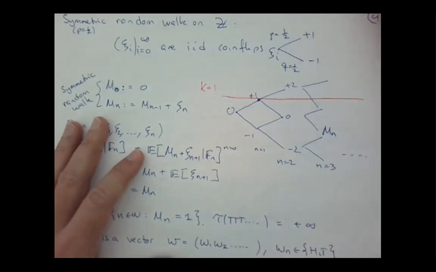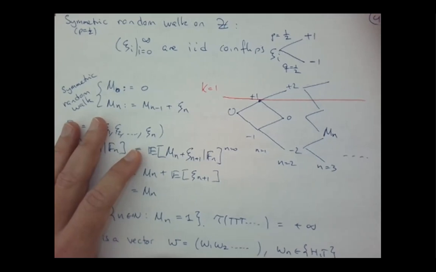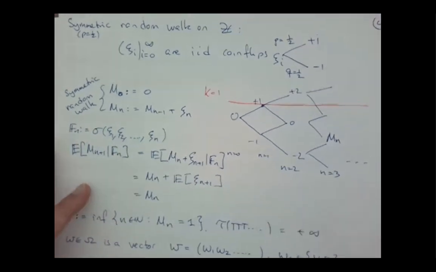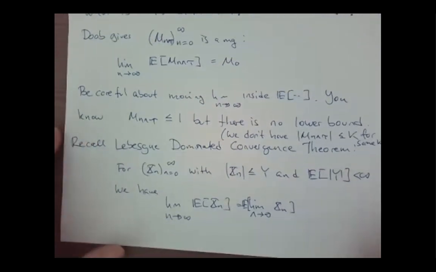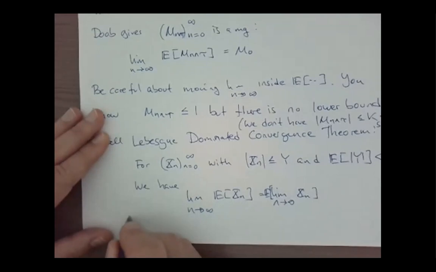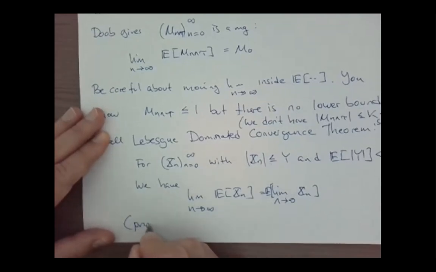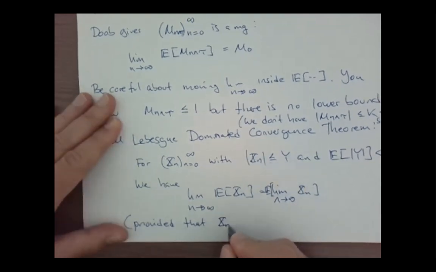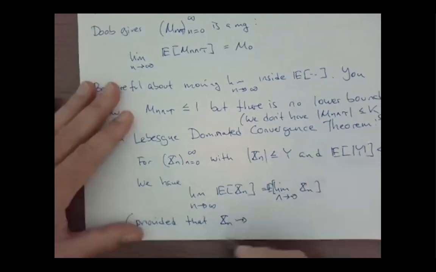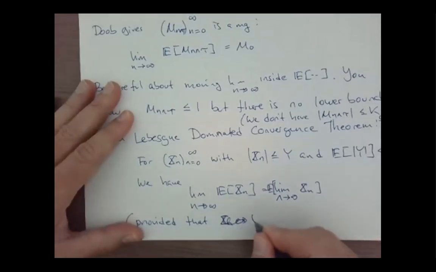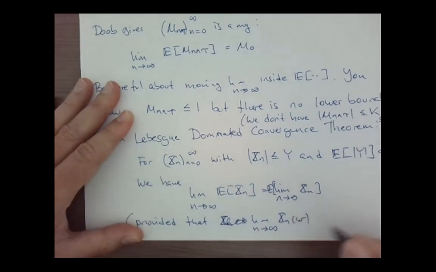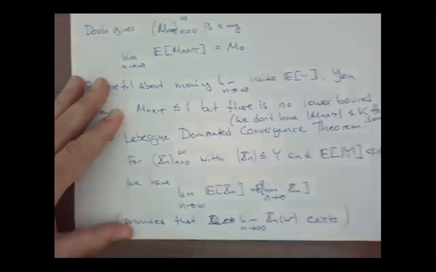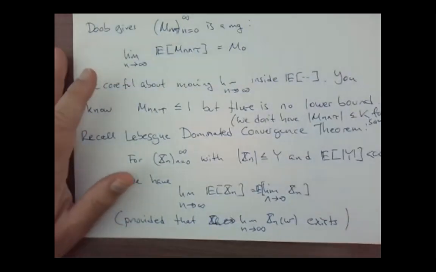There's a question in the log. Does it also require monotonicity? No, it does not require that. I mean, it requires, and you see it's provided, this is provided that it has a limit, provided that xn actually converges. So it's provided that this limit as n goes to infinity of xn of omega exists. No, there's no monotonicity.